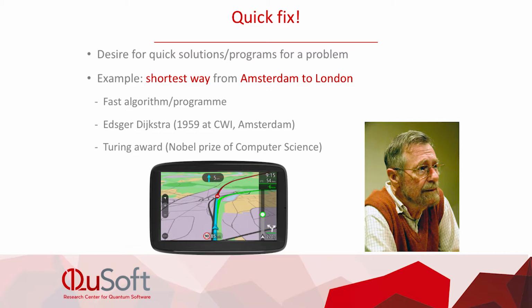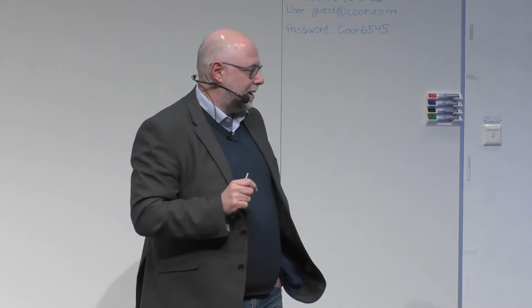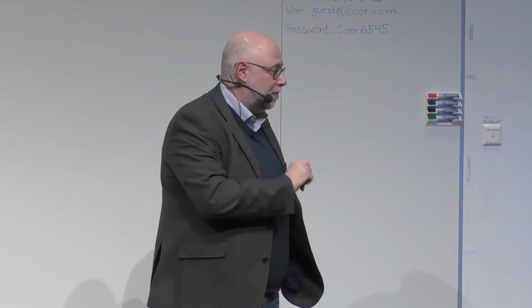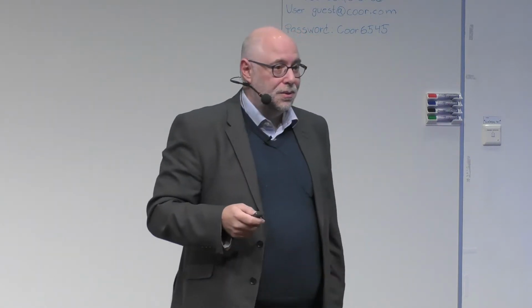But actually we are interested in real life, not in problems whether they are solvable or not, but they should be solvable quickly, efficiently. And here's an example that we know how to solve quickly. It's the shortest path algorithm from Amsterdam, for example, to London. And this problem can be solved efficiently due to Dijkstra.